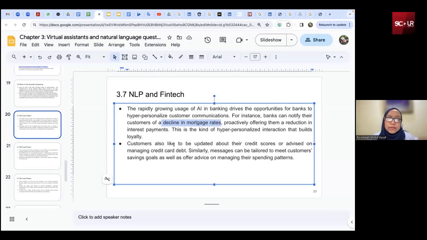Because NLP, I say, is a technology used in VA. Okay. Got it. An example, like I said earlier, is a chatbot. A chatbot is a technology that uses NLP. So, is a chatbot considered VA or NLP? A chatbot is considered as NLP.